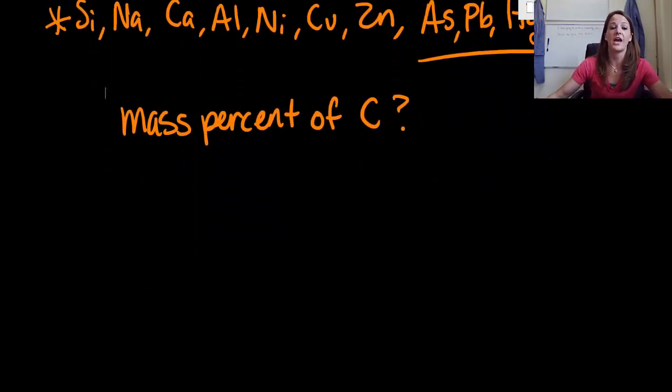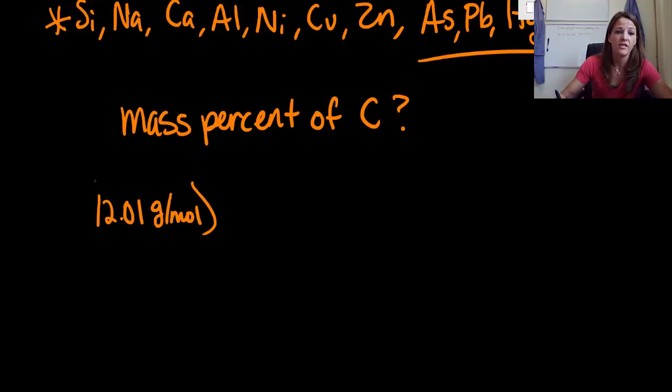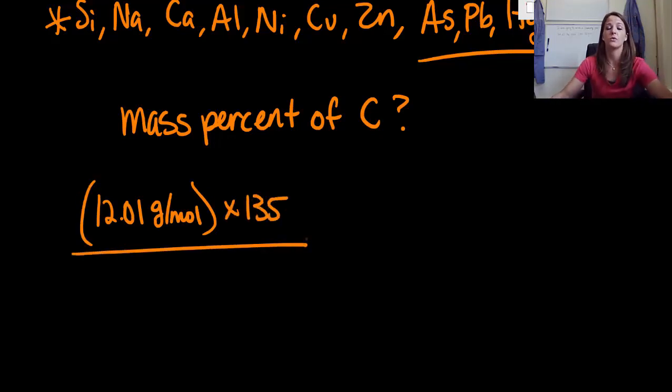So the first thing we had to do was establish the atomic mass of carbon, but then take into account the fact that we have 135 of them. So on the very top of this, we would say we have 12.01 for the atomic mass of carbon, and then we're just going to multiply it times 135. That's going to give us our top part. So we want to know how much carbon we have out of the whole piece of coal. So on the bottom, we're just going to use the molar mass of coal.